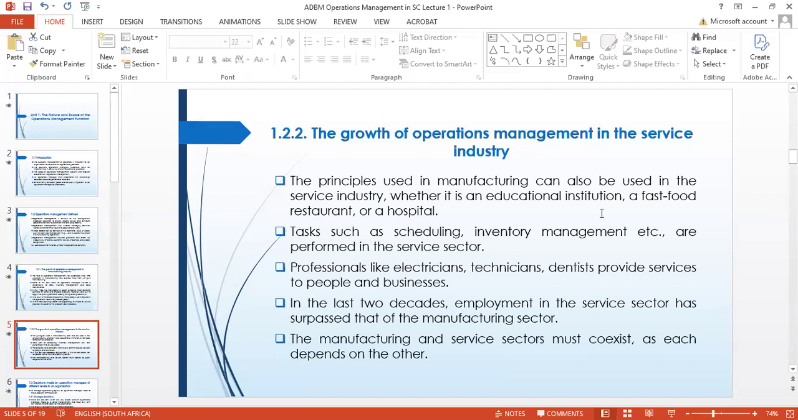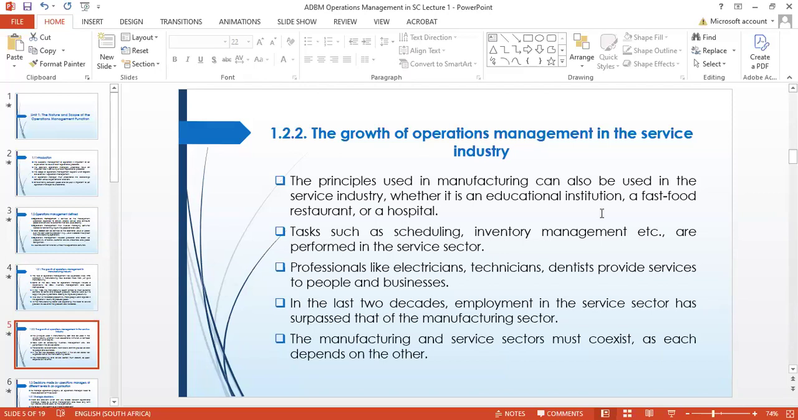Okay? When we're talking of the service industry, we're talking of businesses and companies that are providing services to their customers. They're not providing a tangible product. For example, an educational institution is in the service sector, as are a fast food restaurant and a hospital. So they can use the principles or concepts that are used in the manufacturing industry. We have activities or tasks such as scheduling and inventory management. These are used in the manufacturing sector, and they also apply in the service sector.